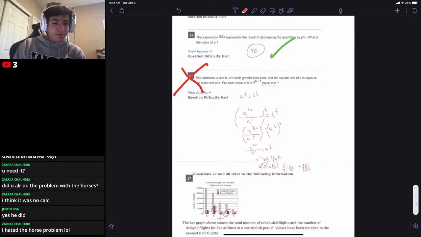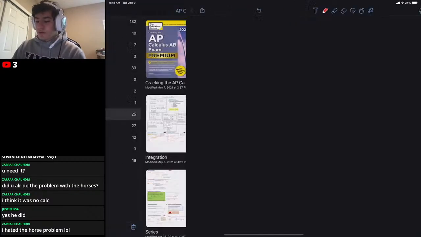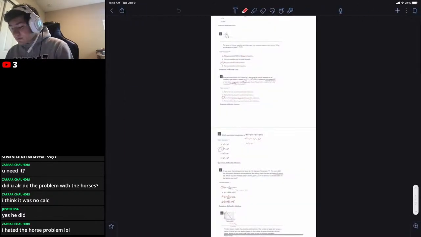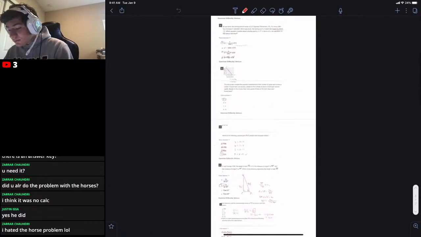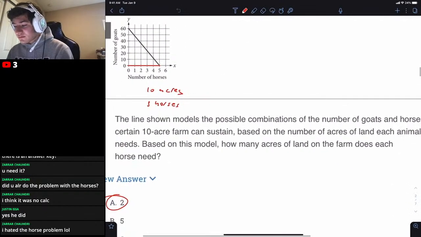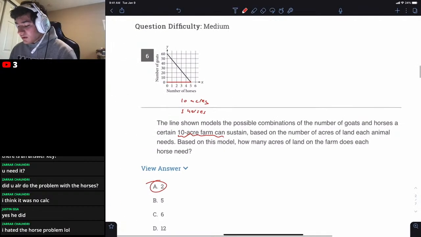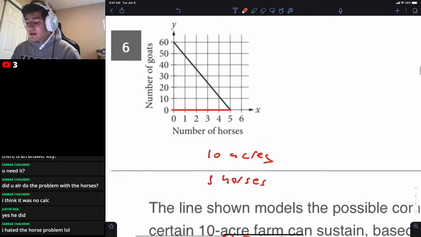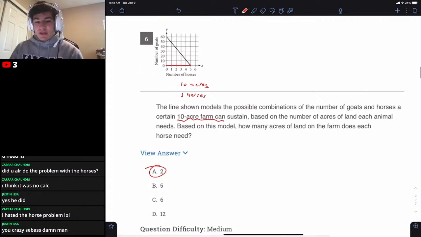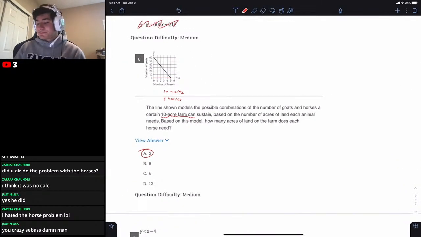I hated the horse problem. Yeah, Zar. The horse problem was no calc. Let me see. I can pull it up if you'd like. The no calc horse problem. This one? Yeah. Okay, well, they tell us we have 10 acres. We know the 10-acre farm. And we know the max amount of horses we can have is 5. When there are no goats, right? There's no goats, we have 5 horses. And if there's 10 acres, that means it has to be 2 acres per horse. So it's gotta be 2.